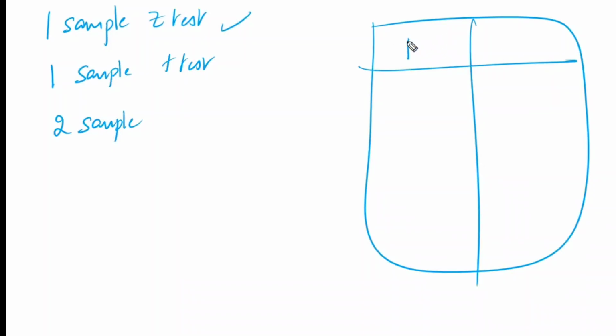For example, with respect to pizza delivery, which is best? What are the pizza companies? Domino's and Pizza Hut. Whether they both are the same or not, with respect to delivery time. That is called two samples. We are going to apply the two sample t-test.